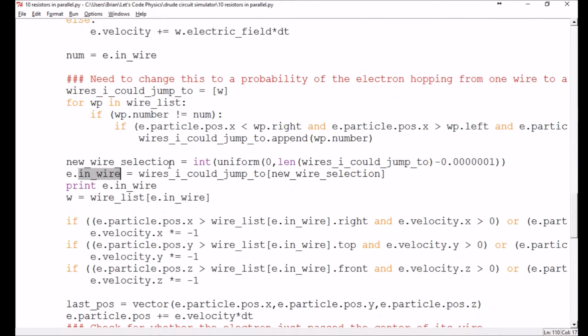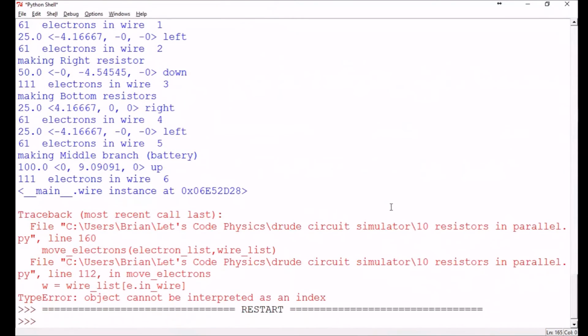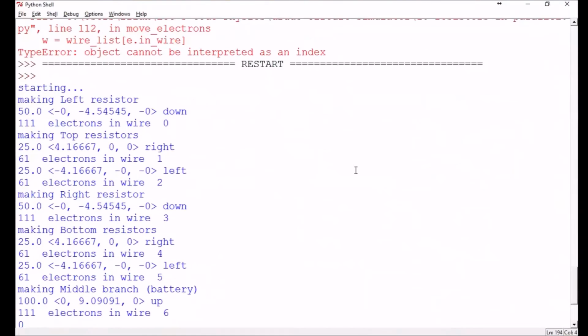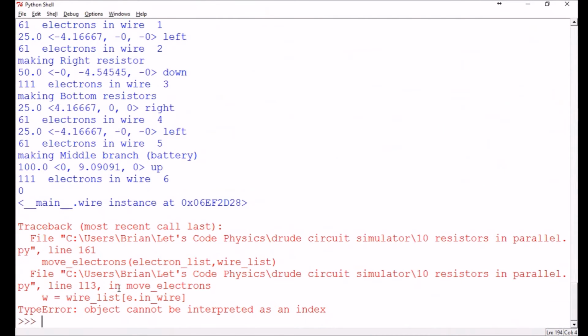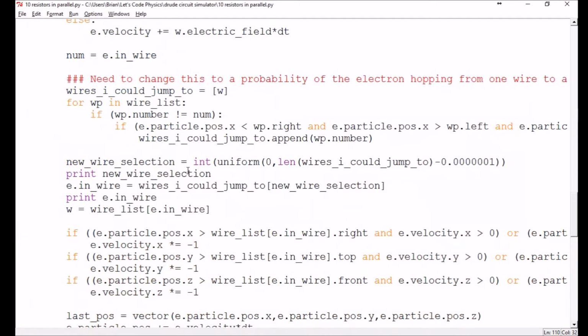Oh! It might be because this thing is a float. Let's try print new wire selection. Let's go F5. All right. So this is the new one selected, right? So that's the print statement: new wire selection is 0.